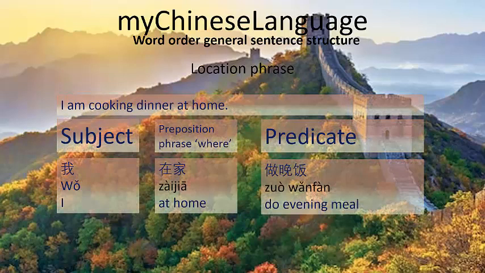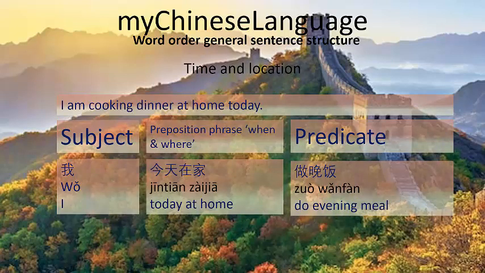Location phrases. What about where I am doing this cooking? Again, goes between the subject and the predicate. I cook dinner at home. 我在家做晚饭.